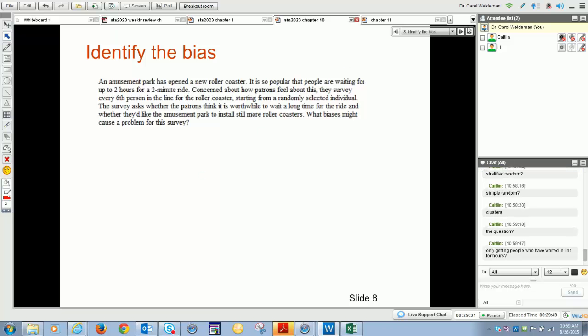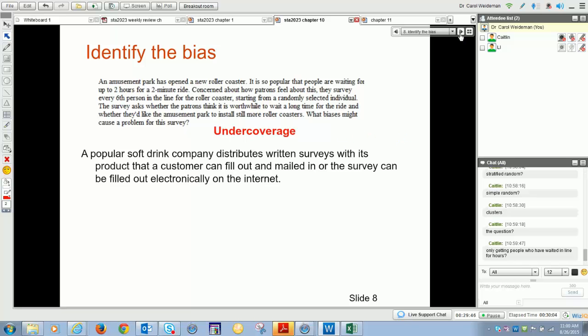Exactly. And so the way I would term this one is undercoverage. They're missing all the people that don't want to wait in line. These are the people that are willing to wait for 2 hours. So we have some undercoverage here because we didn't get any responses from people who are not willing to wait in line. How about this one?